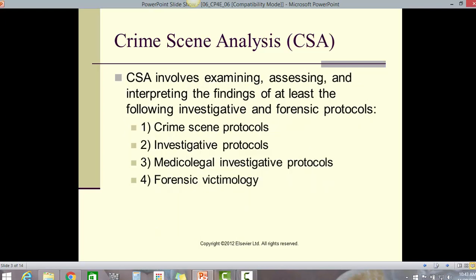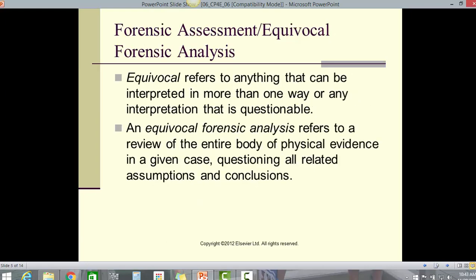CSA involves examining, assessing, and interpreting the findings of at least the following investigative and forensic protocols: crime scene protocols, investigative protocols, medical legal investigative protocols, and forensic victimology.